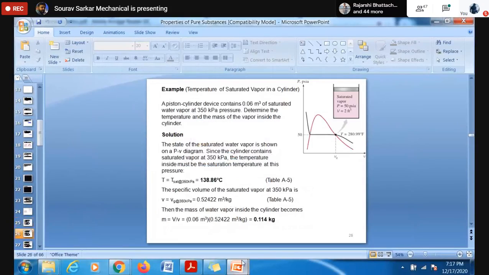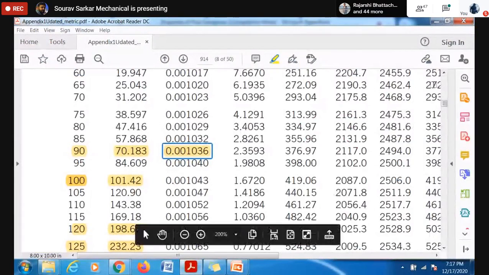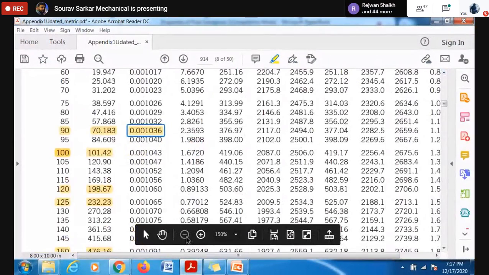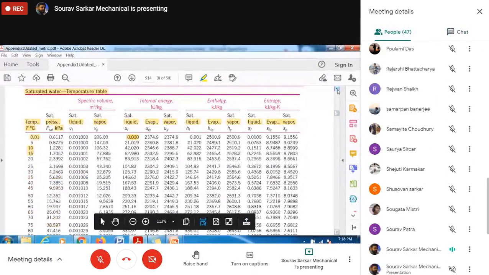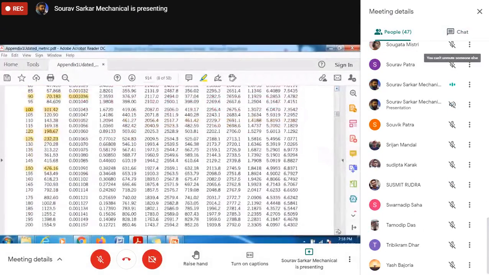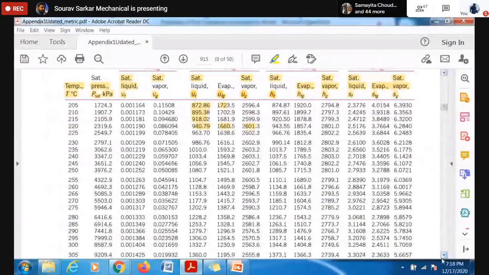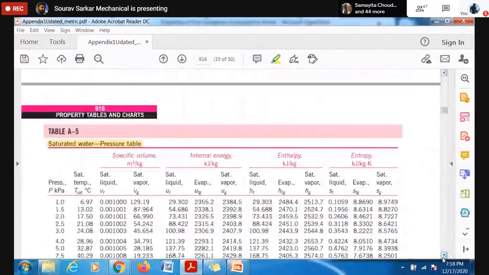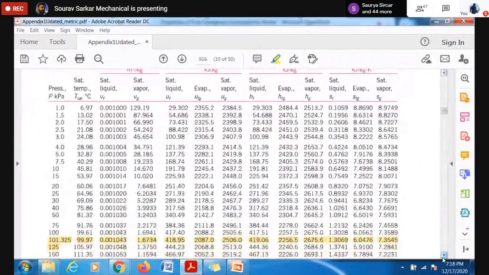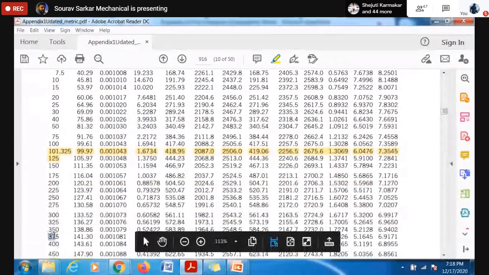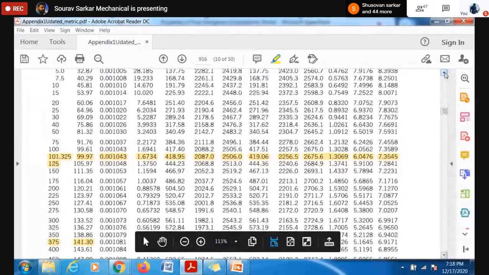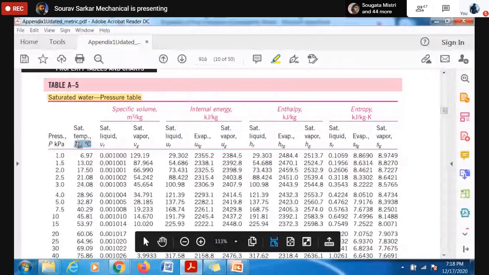So let's go back to the pressure table. Now I have to look at the pressure table. Initially I was looking at the temperature table, so I will go to the pressure table. This is the pressure table, and this is the temperature table. I have to go to page number 10. What was the pressure? 350 kPa. So here it is, 350 kPa, and this corresponds to 141.30 degrees Celsius. Is that right?